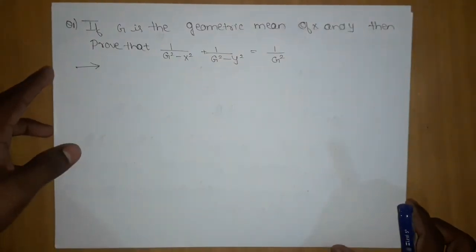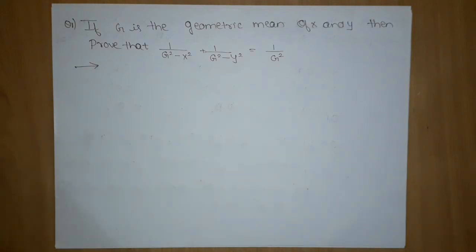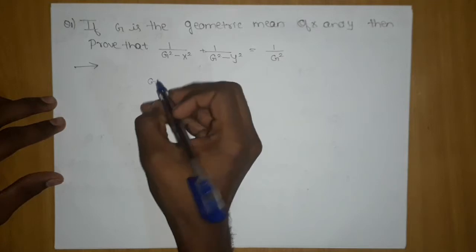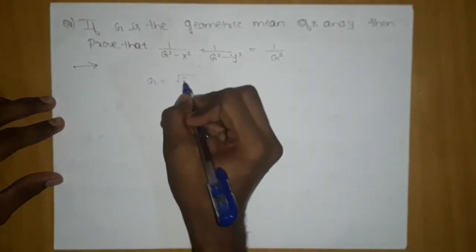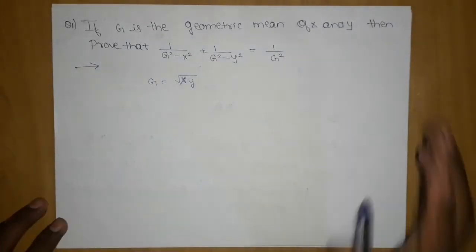The question is as follows. If G is the geometric mean of x and y, then prove that 1 upon G square minus x square plus 1 upon G square minus y square is equal to 1 upon G square. How will we prove this? Now G should be equal to under root xy, right guys? If it is the geometric mean, its value should be under root xy.